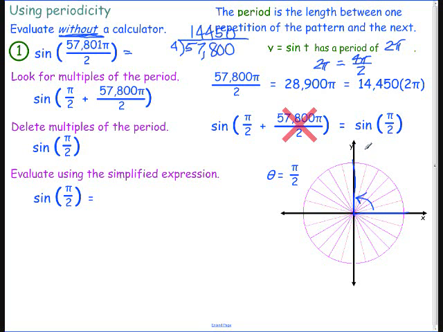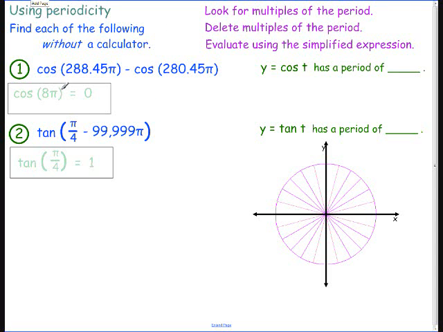And what is sine? Think of our unit circle. At this point, we're 0 with our x and 1 with y. So sine is equal to 1. So there we did it without using a calculator. Find each of the following without a calculator. All right.